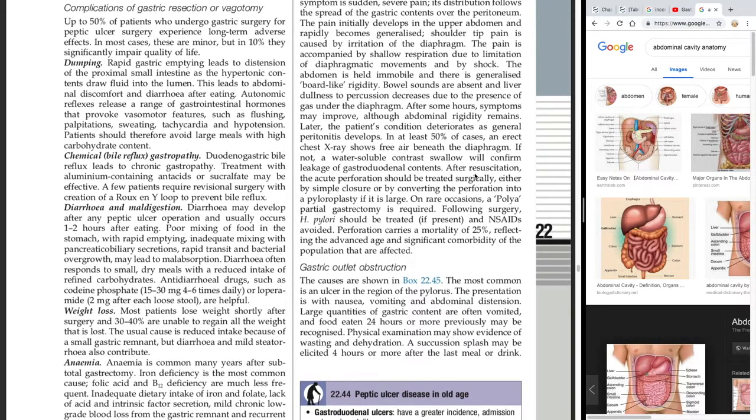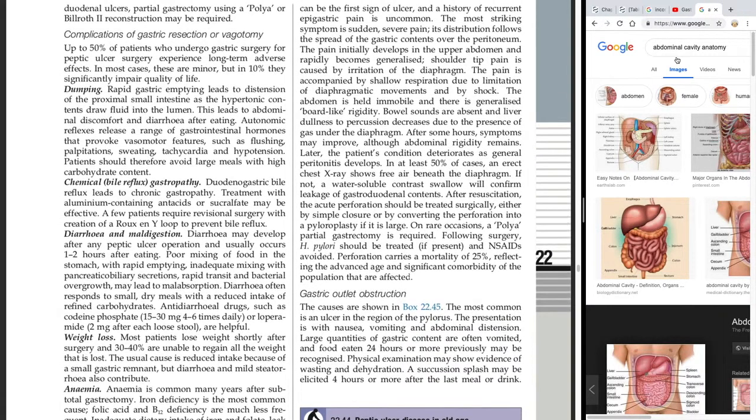After resuscitation, the acute perforation should be treated surgically, either by simple closure or by converting the perforation into a pyloroplasty if it is large. Let's look at what pyloroplasty is.